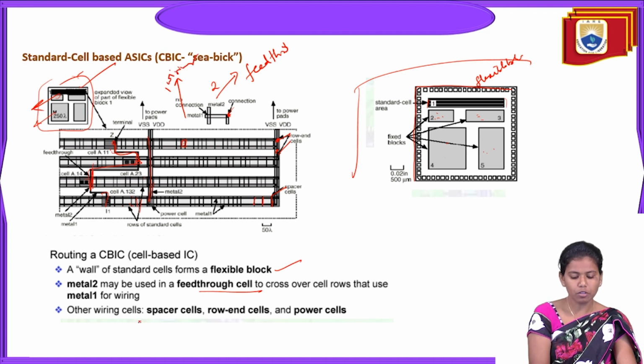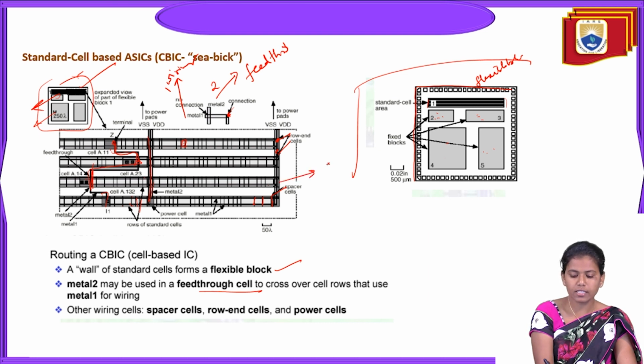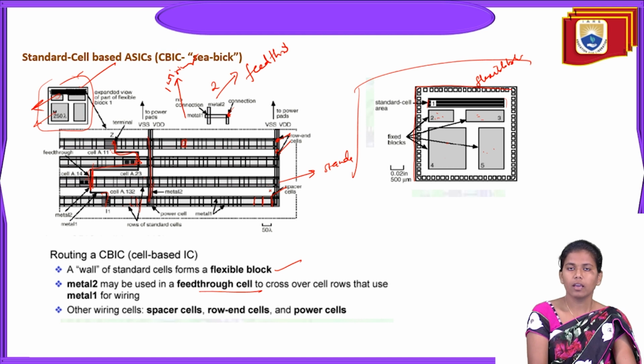Okay, and then other wiring cells are spacer cells, row end cells, and power cells. So these are the different cells we could see in a particular standard cell area. So this is a standard cell area. In the standard cell area, we have different blocks. Okay, so few cells are meant for the row end cells, and few cells are meant for the spacer cells, and few cells are meant for the power cells.